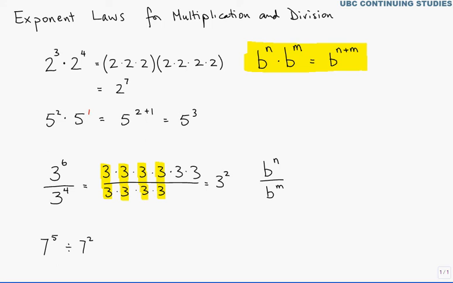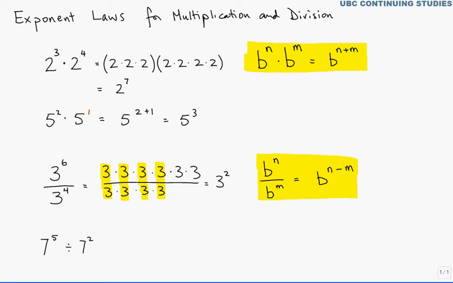So how did we get 3 squared? Well, we had 6 of them on the top, we had 4 of them on the bottom, and for every one on the bottom you basically took away 1 from the top. So all we did was subtract the exponent in the bottom from the exponent on the top. So this law can be written as b to the power of n minus m.